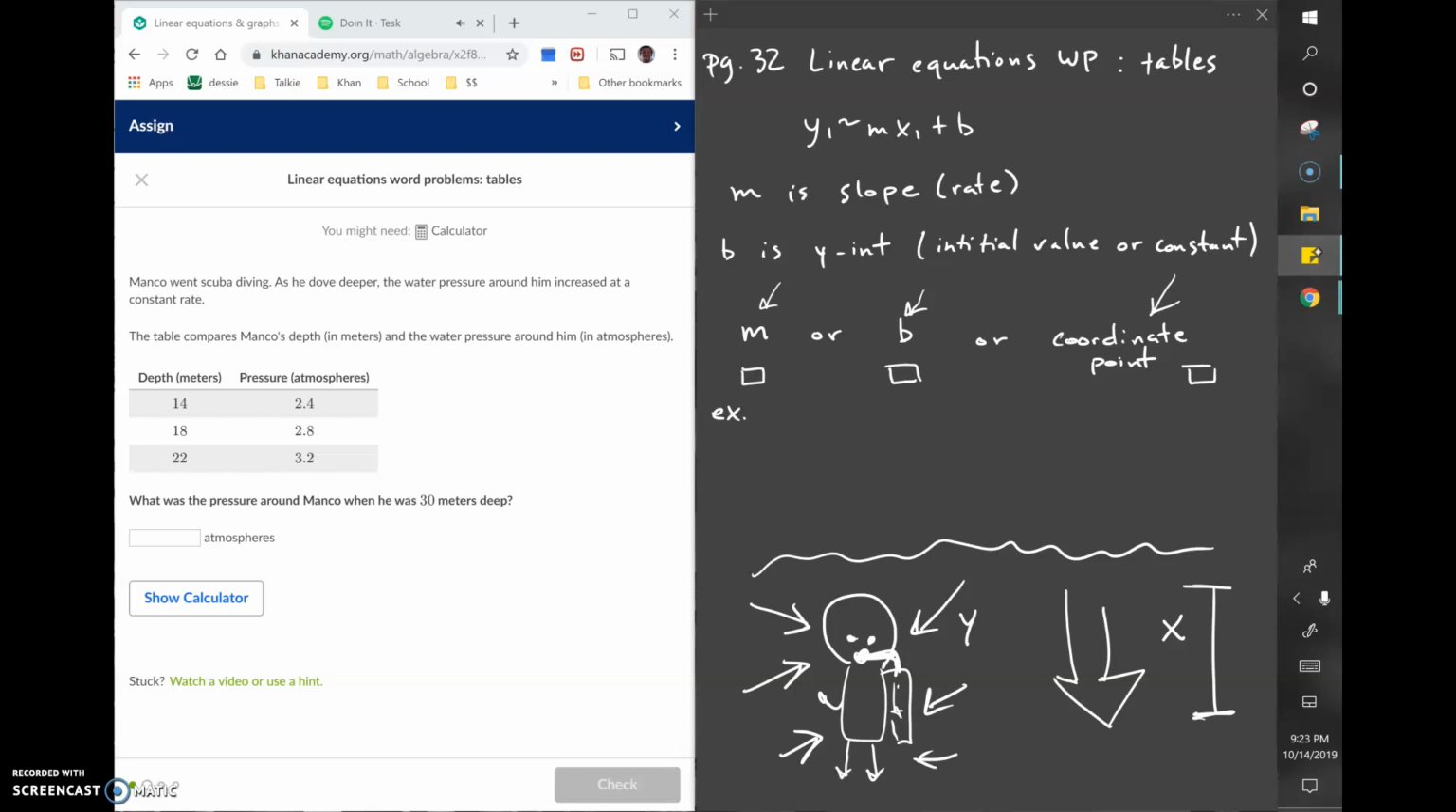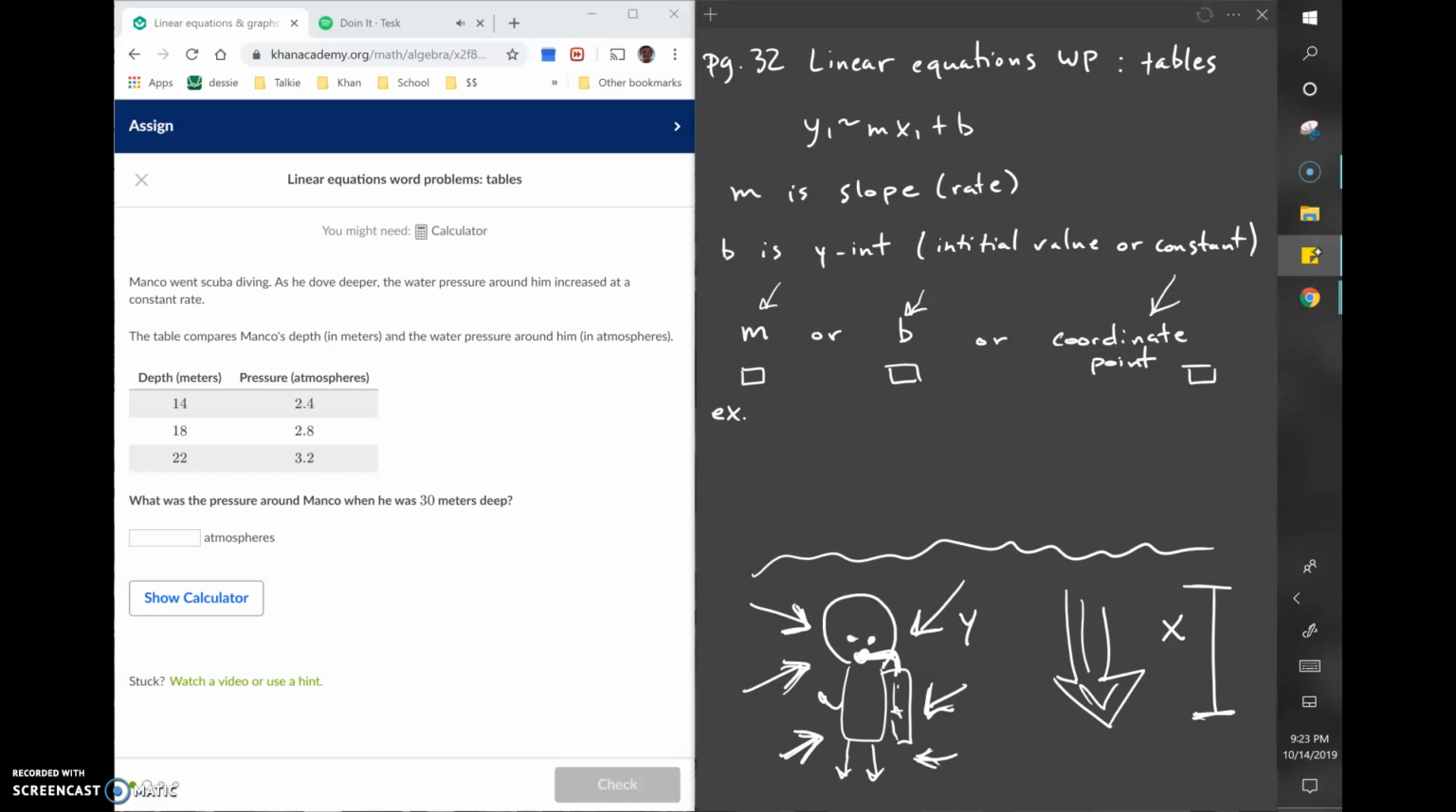And then you can see the table tells us the depth is x. So the deeper he goes, the more pressure the water is. If you've ever dived in a deep end and you go under, your nose or your ears start popping, that's the pressure that the water puts. So the deeper you get, the more pressure.